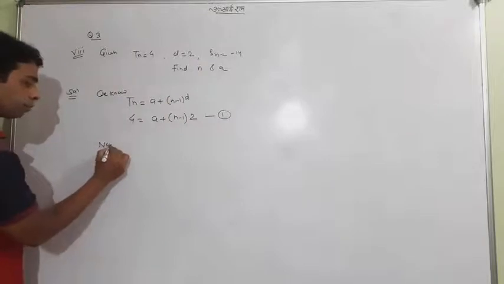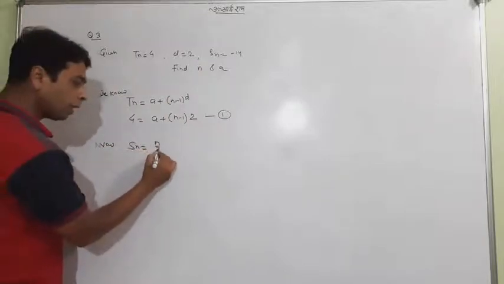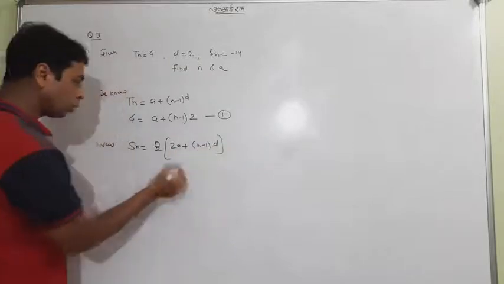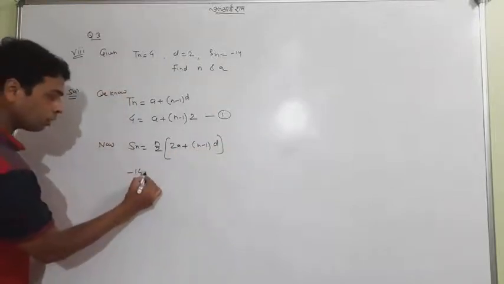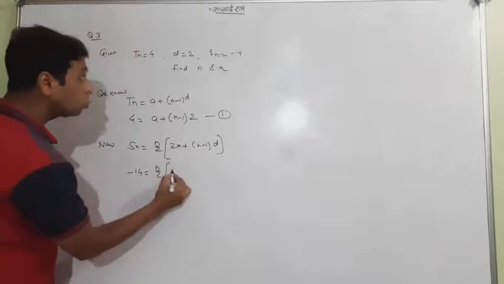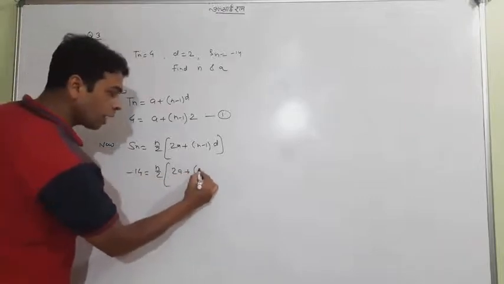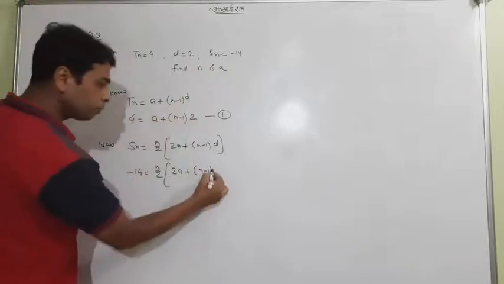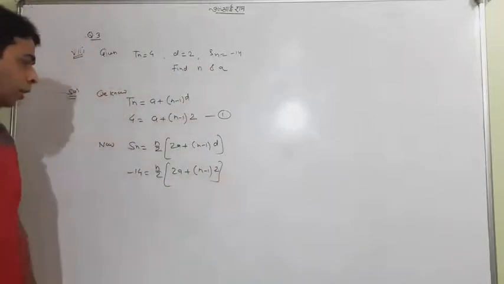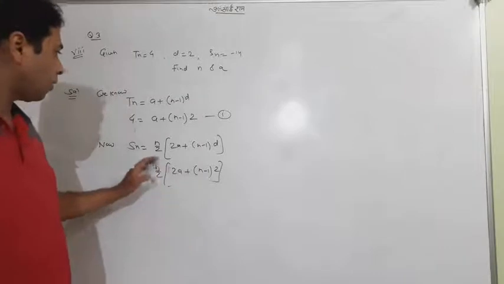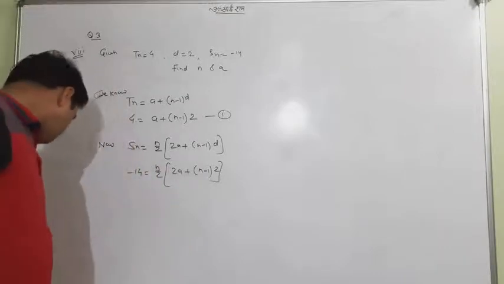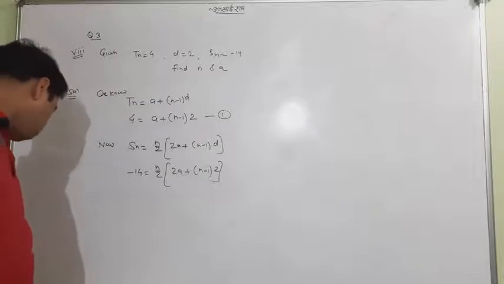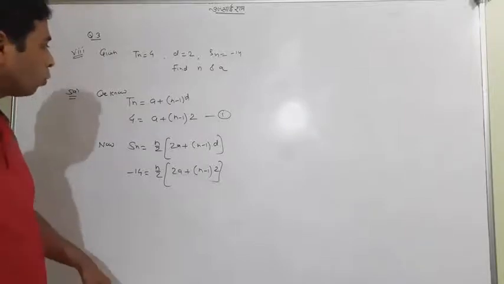Now Sn equal to n by 2, (2a plus (n minus 1) into d). Put in the values, guys. Sn equal to minus 14. n I don't know. 2a I don't know. And d is what? d is 2. Okay. We have to put 2 here. Now we have Tn equal to 4, d equal to 2, Sn equal to minus 14. Okay, no matter at all.